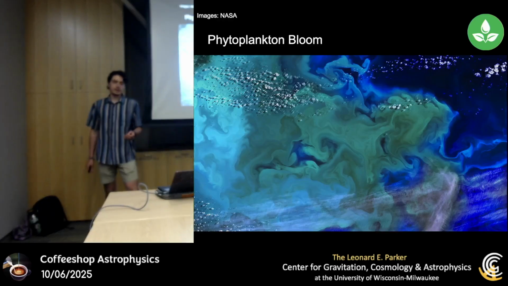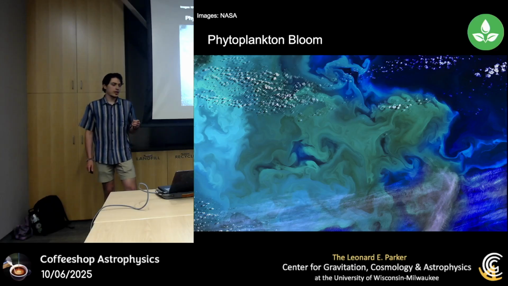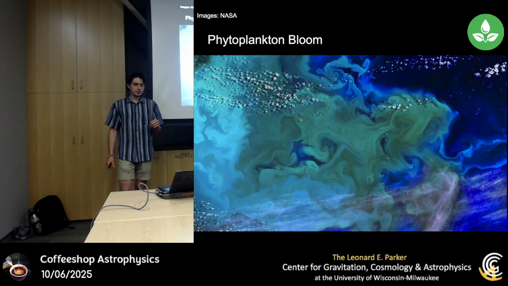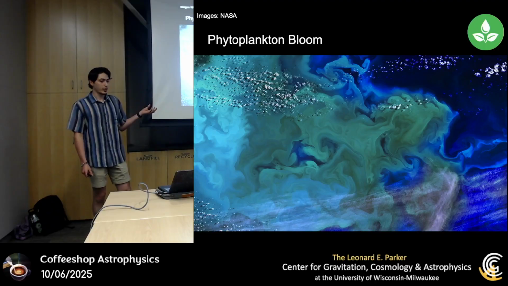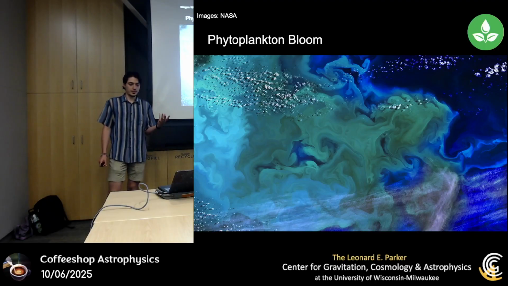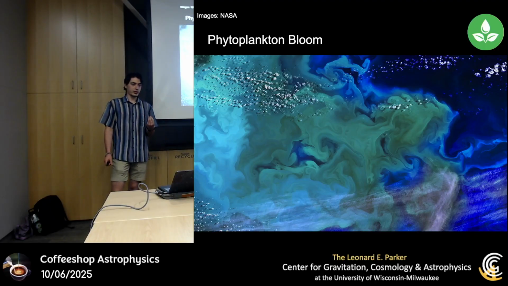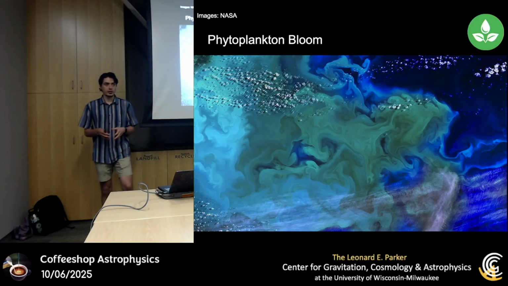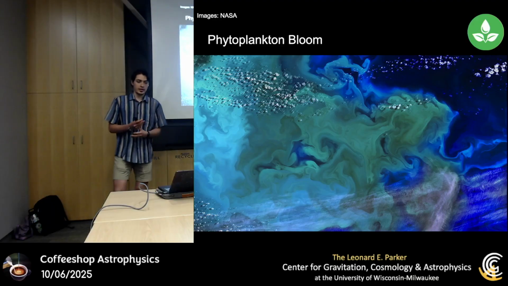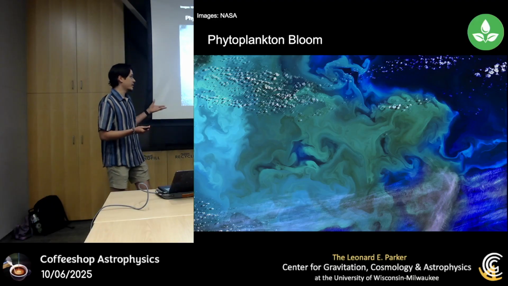One example of this is phytoplankton blooms. So phytoplankton are these microscopic marine algae, and they're the base of the marine food chain. And this is a true color image of a phytoplankton bloom, which happens when nutrient-rich cold water comes to the surface and mixes with sunlit surface water, and then the phytoplankton just explodes in population and causes this kind of thing to happen.